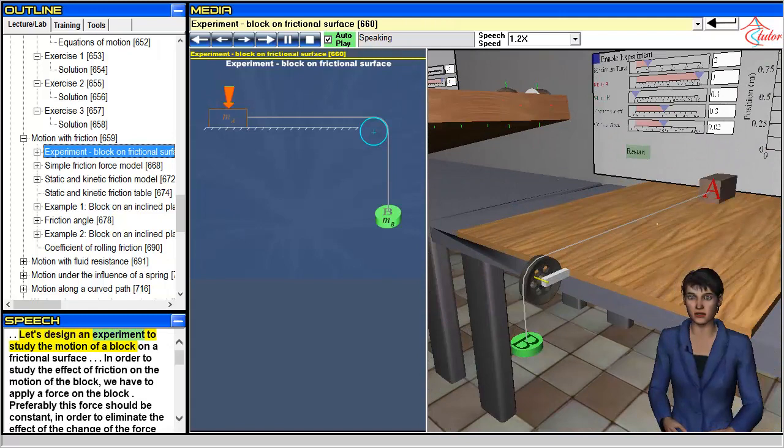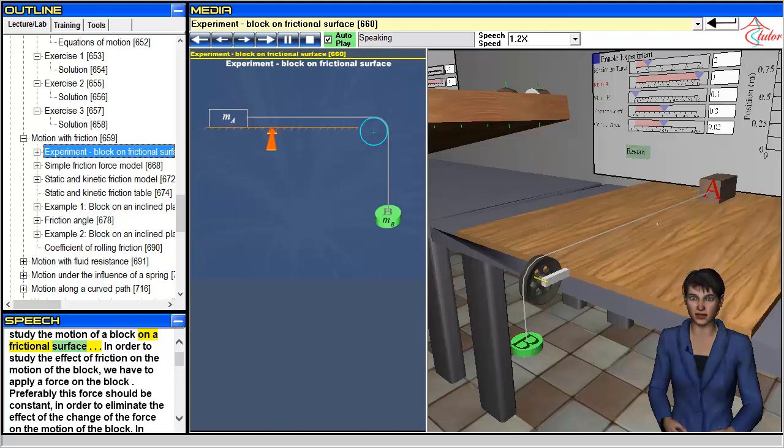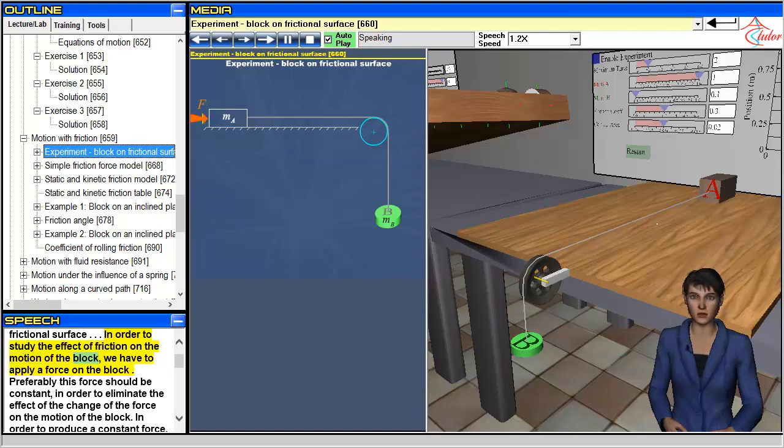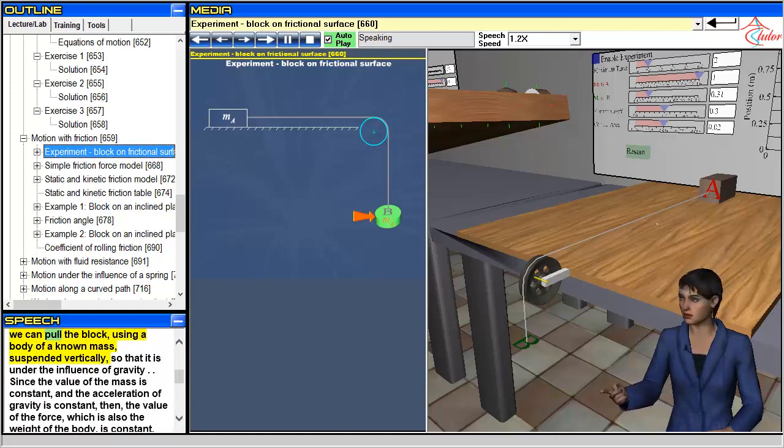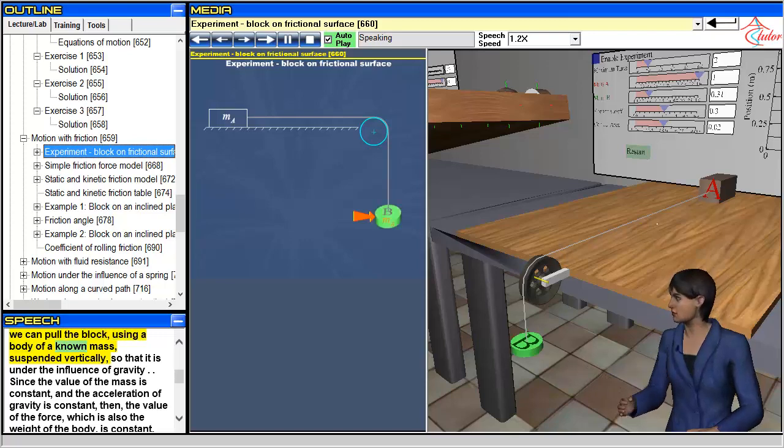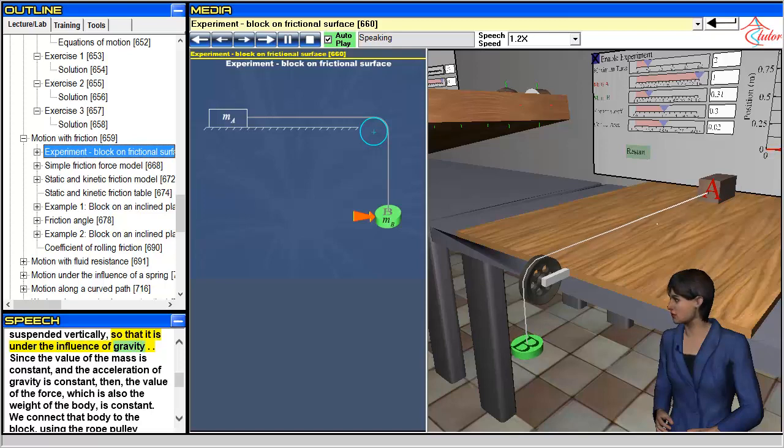Let's design an experiment to study the motion of a block on a frictional surface. In order to study the effect of friction on the motion of the block, we have to apply a force on the block. Preferably this force should be constant, in order to eliminate the effect of the change of the force on the motion of the block. In order to produce a constant force, we can pull the block using a body of a known mass, suspended vertically, so that it is under the influence of gravity.